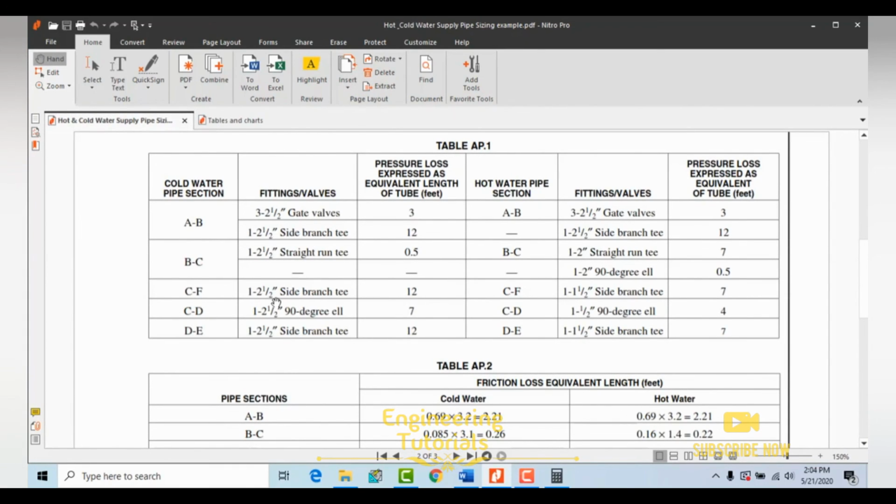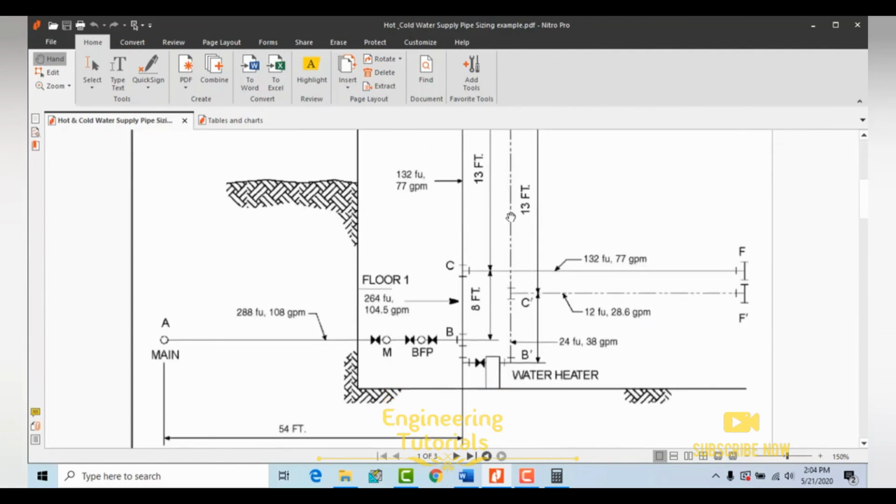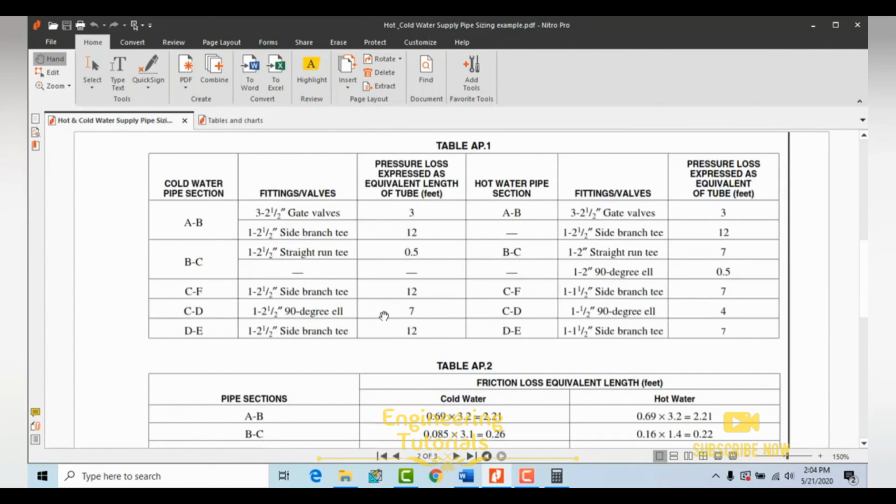Then from C to F we have a side branch T, and only one 2.5 inch side branch T. The size we already calculated before, the trial pipe size, 2.5 inch side branch T. We already calculated 2.5 inch side branch T, that is 12. There is no need to go and check again.